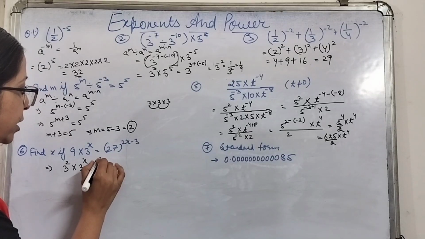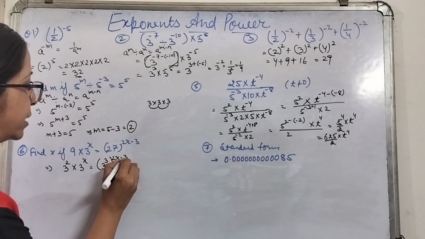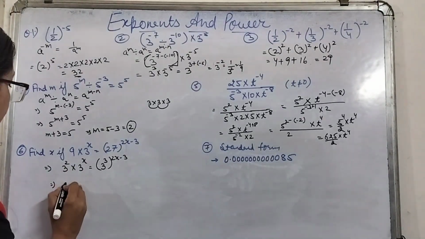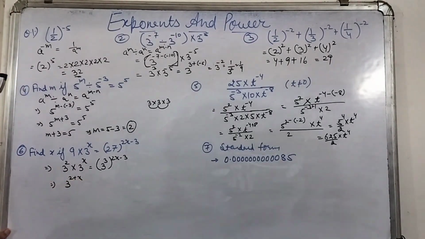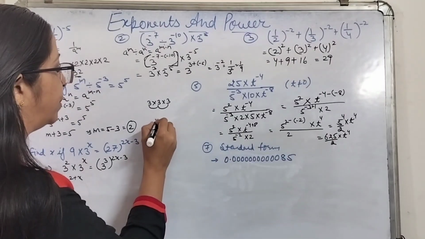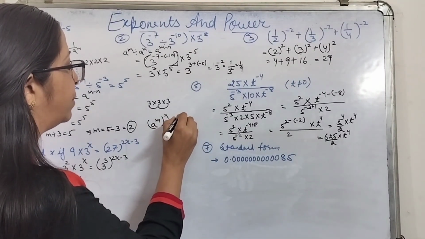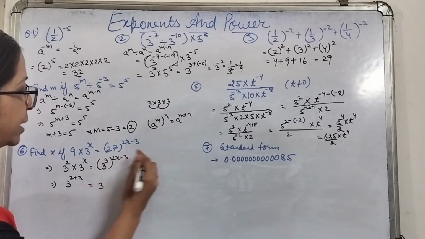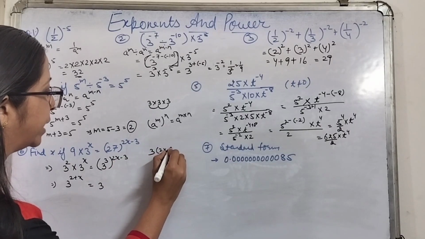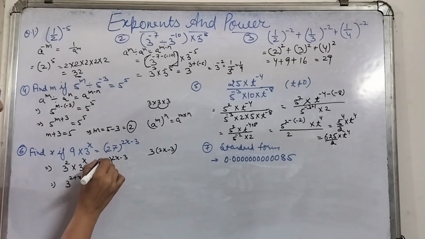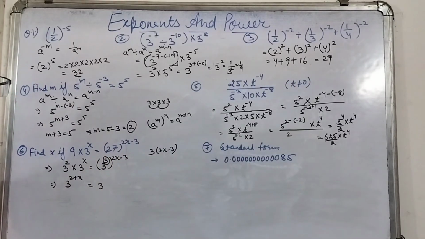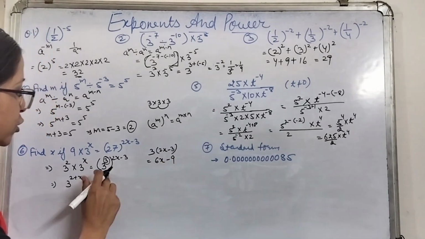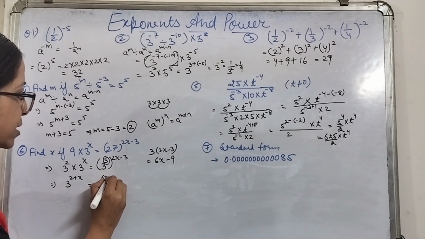So 3 raised to the power 3, whole raised to the power 2x minus 3. Now here bases are same, powers are going to be added. So it will be 3 raised to the power 2 plus x. Here we have learned that if a raised to the power m, whole raised to the power n is there, then powers are going to be multiplied. So 3 will be multiplied by 2x minus 3. So it will become 3 2s are 6x, minus 3 3s are 9. So 3 raised to the power 6x minus 9.